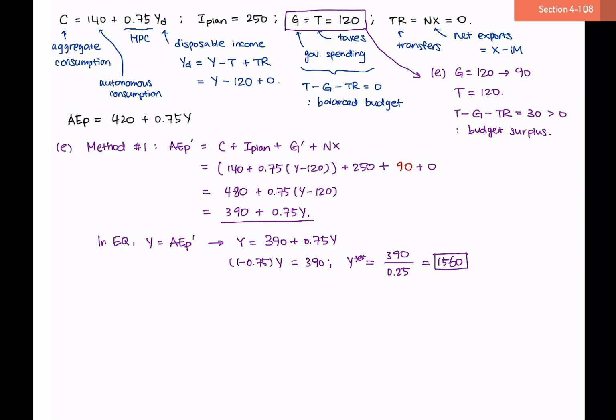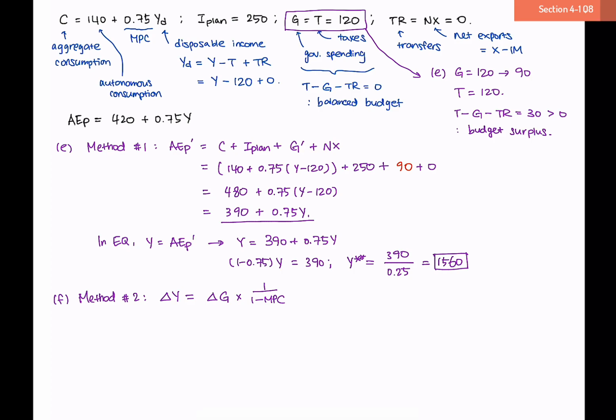The next part is asking you to do the same thing, finding the new equilibrium output after the decrease in government spending by 30, but by using the spending multiplier in this case. We know that the total change in output is going to come from the initial change in your autonomous aggregate spending, which is coming from the change in government spending in this case, and that's going to be multiplied by the spending multiplier of 1 over 1 minus MPC.